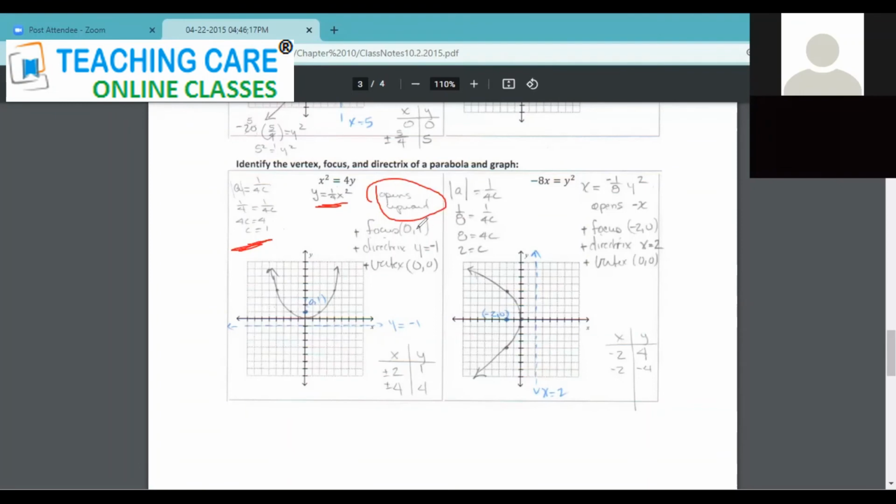Focus, from this itself, you can write (0, 1). Directrix will be y equal to -c. c is already 1, so we have taken negative c, so it is y = -1 here. Vertex will be (0, 0). Understood?